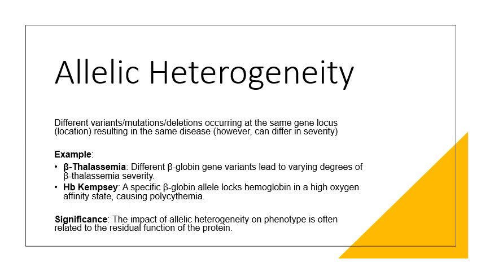HB Chemsey is a perfect example. This is a specific beta globin allele that causes hemoglobin to remain in a high oxygen affinity state, reducing oxygen release to tissues and leading to polycythemia.